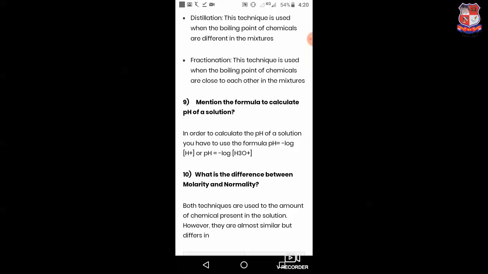Question number 9: mention the formula to calculate the pH of a solution. In order to calculate the pH of the solution, you have to use the formula pH is equal to minus logarithm of H+ ion concentration.